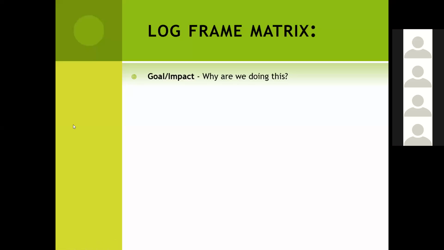So let's just talk about this. The logical framework matrix is, as you know, and I'll show you an example of that, normally a 4 by 4 matrix. That is, it has 4 columns and 4 rows. And in one of the rows, we will be able to capture the goal or impact of the project. And we already spoke about that.